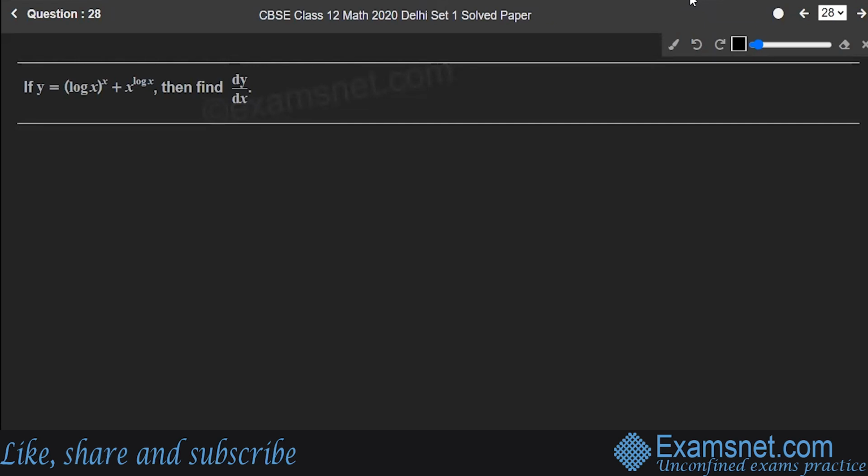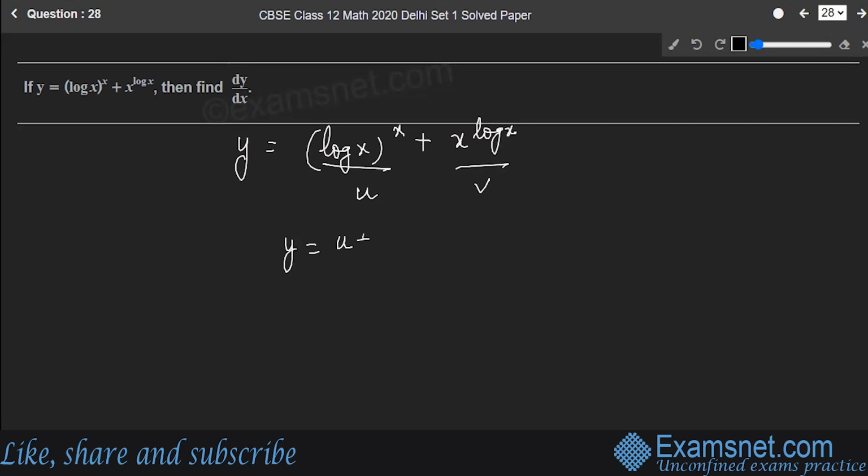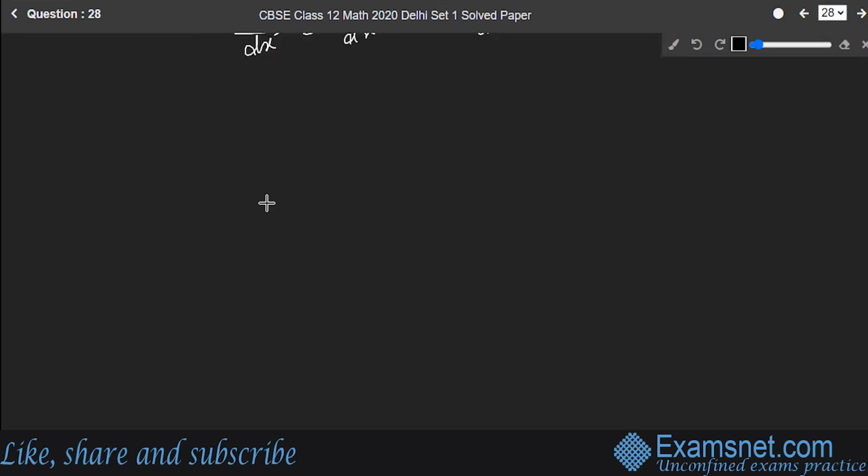Question number 28. If y is equal to (log x) raised to power x plus x raised to power log x, then you have to find out the value of dy by dx. Here y is equal to (log x) raised to the power x plus x raised to the power log x. I'm taking this one as u and this one as v. So y is equal to u plus v, or dy by dx is equal to du by dx plus dv by dx. Now let's solve both of them separately.